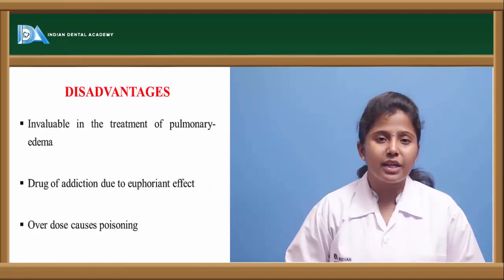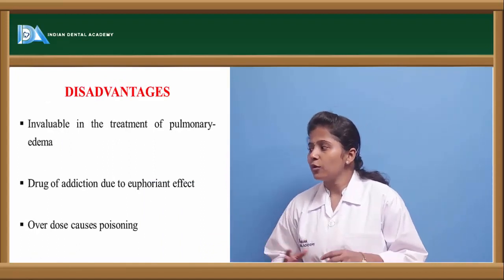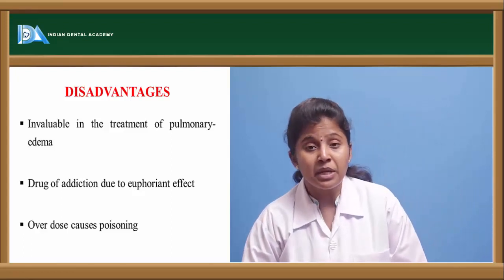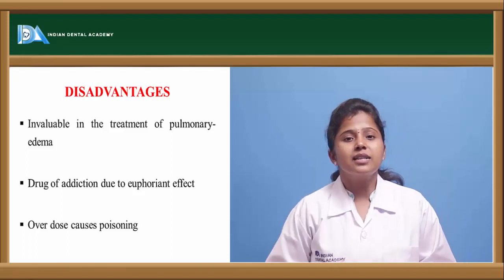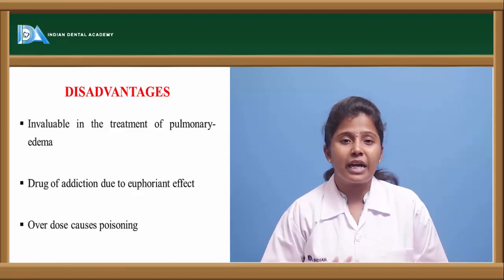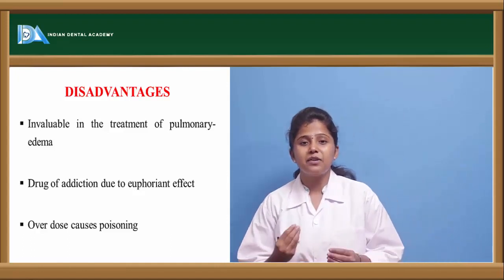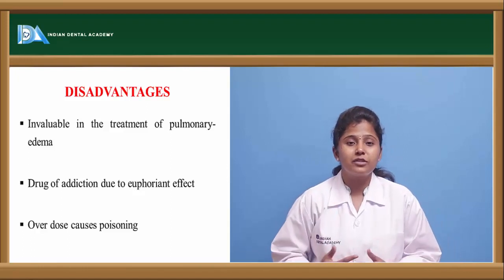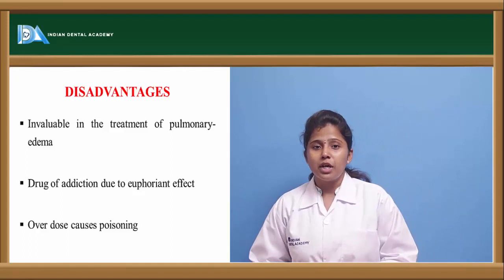Let us see the disadvantages of morphine. As I told you, it causes drug addiction because of its euphoric activity. Euphoria is a condition where the person feels pleasure on having the substance. For example, on giving morphine to the person, he feels some sort of pleasure and lives in his own world. This sort of condition is called euphoria.